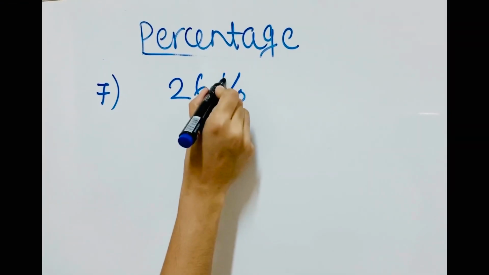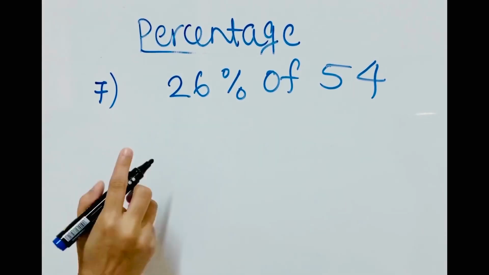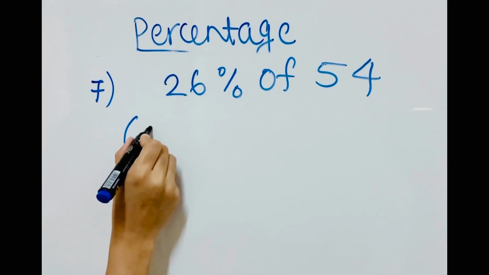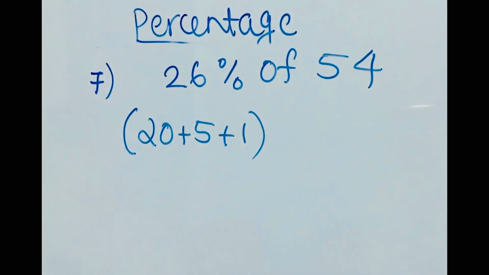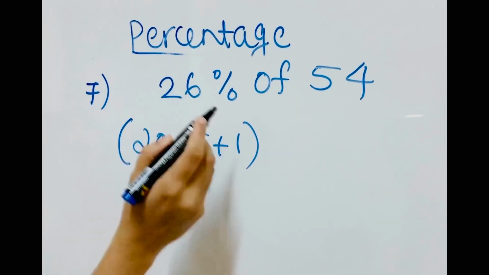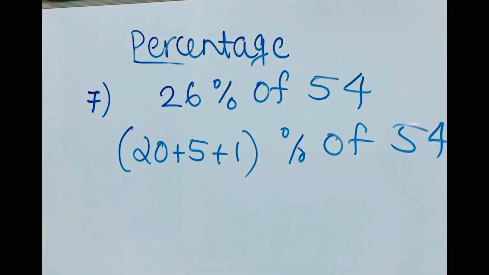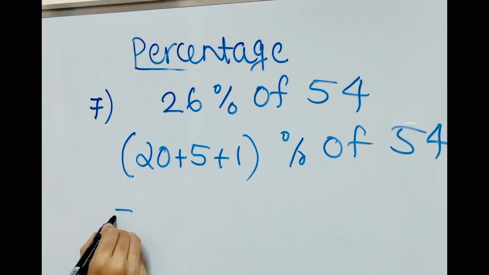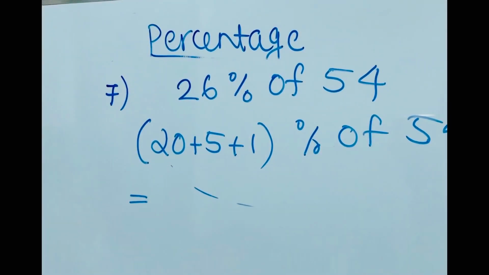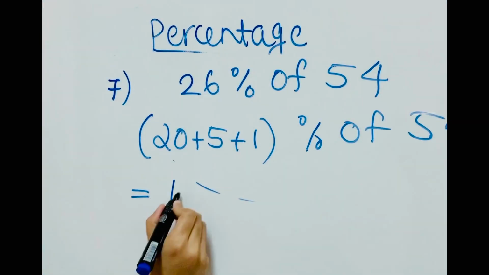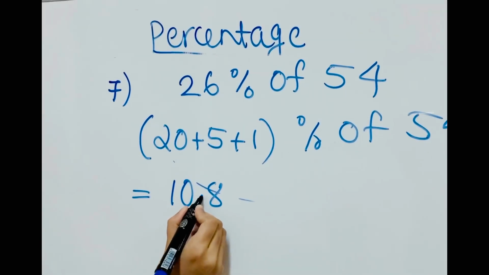We can do one more question. 26 percentage of 54. How can we split this 26? We can split this 26 as 20 plus 5 plus 1. Right? 20 plus 5 plus 1 is 26. Percentage of 54. First 2 into 54. 2 into 54 is 108. Here there is one zero, just place a point here.